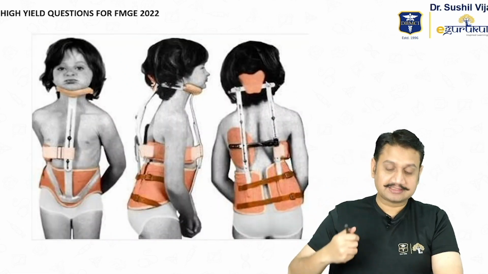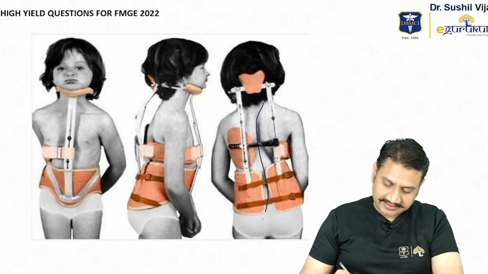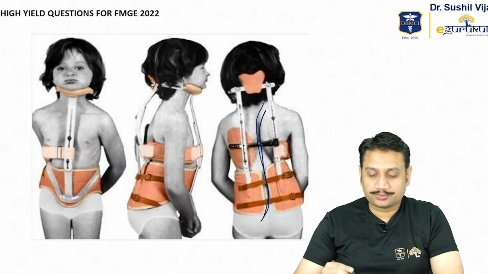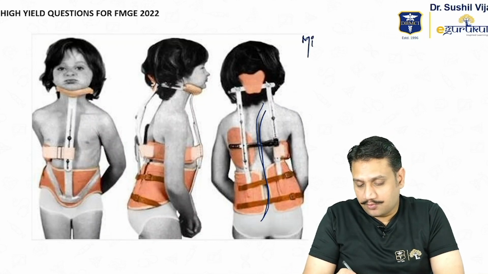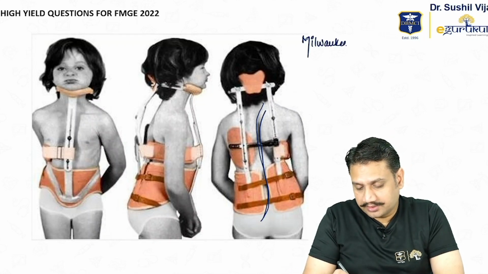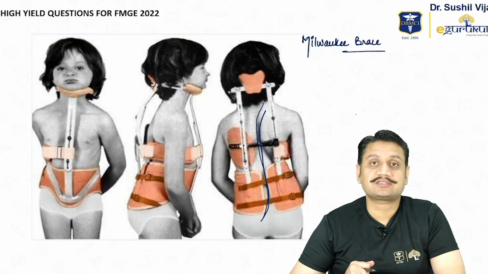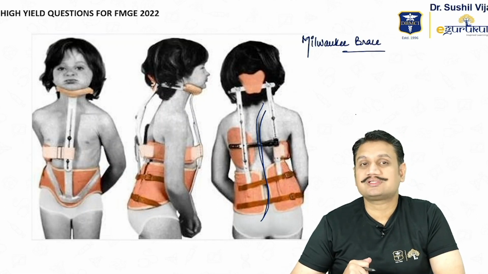Okay, the brace support here, you can appreciate on the back of the child. What is the problem here? What is the pathology here? That is scoliosis. And this one is known as what? The Milwaukee brace, used for scoliosis in children. Okay, that will be used for scoliosis in children.